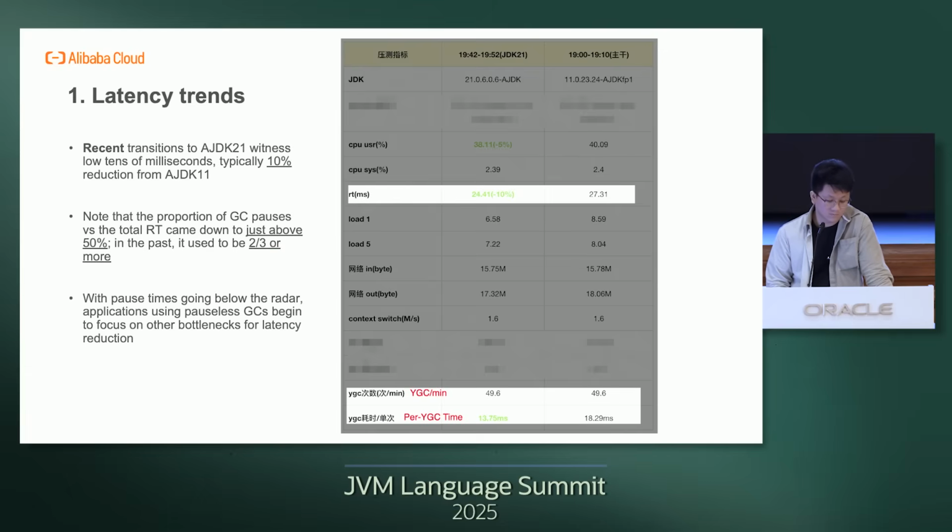We can reduce, for example, in this application, 25% to 30% of young GC time. And notice that the proportion of GC pauses compared to the whole RT came down to just about 50%. In the past, it used to be two-thirds or more. So this means that at least for GC pauses, the significance of it is becoming smaller. And this is even more so for pauseless GC users. So if we want to optimize for RT, we will need to look elsewhere for bottlenecks.